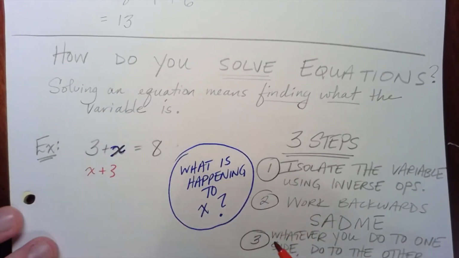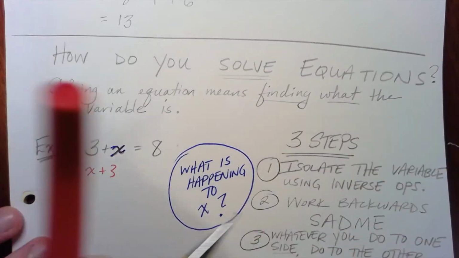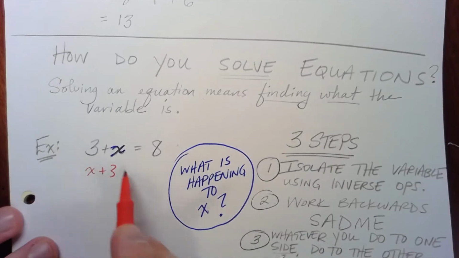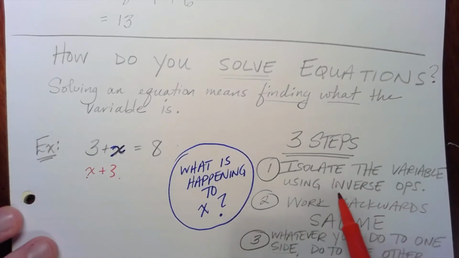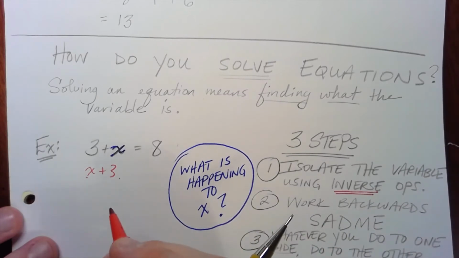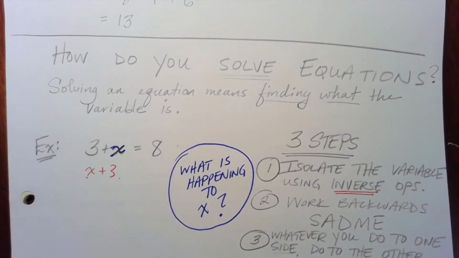3 plus x and x plus 3 is the same thing because of the commutative property, if you remember. So I could rewrite this and say, well, what's happening to x? Well, I'm adding 3 to it. So then, what is the inverse? What's the opposite of adding 3? Well, it's subtracting 3, of course.